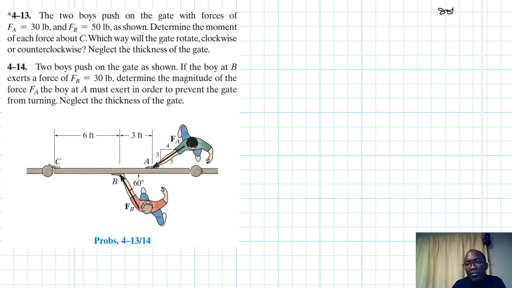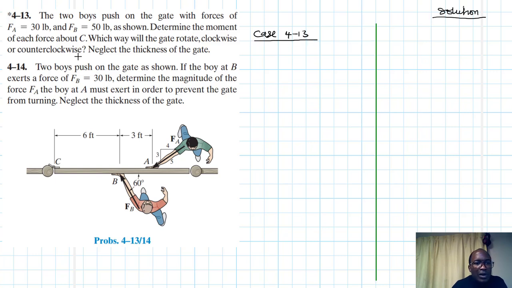This problem is coming from the Engineering Mechanics Statics textbook, 13th edition by R.C. Hibbeler. Alright, so let's try and create the space first and foremost. Then let's begin the work. Starting with case 1, which is 4-13, we are being asked to determine the moment of each force about C, and then later determine which way the gate will rotate, whether clockwise or counterclockwise, and we are to neglect the thickness of the gate.